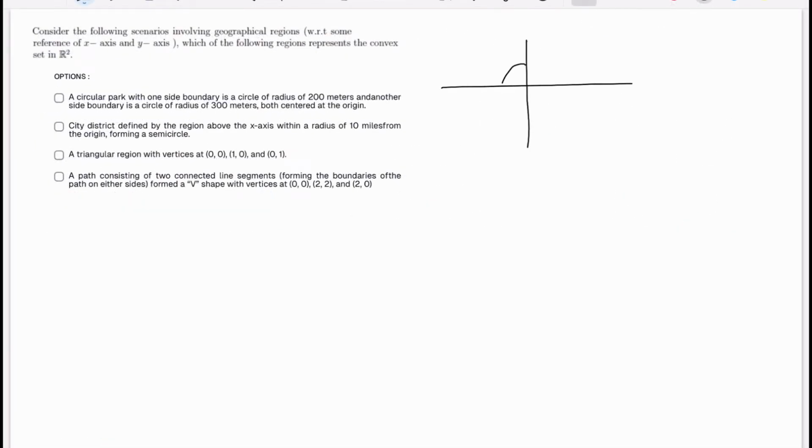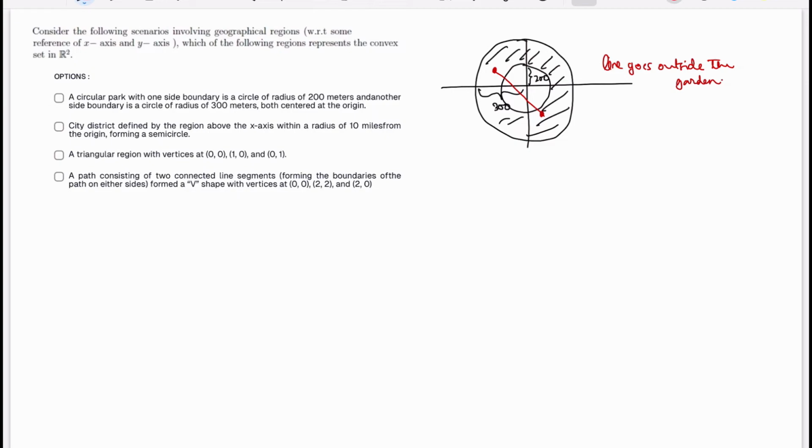Alright, so in this question, let's look at the first option. It says we have a garden, right, with boundaries being a 200-meter circle and the outer boundary a 300-meter circle, right? So the garden is this shaded region, okay. Now consider 2 points, here and here, and draw a line in between them. So observe that the line actually goes out of the garden, right? And whenever this kind of phenomenon happens, it means that the set is not convex, okay? Because for any two points, we want the line to be inside the set.